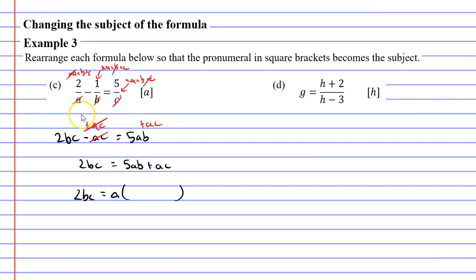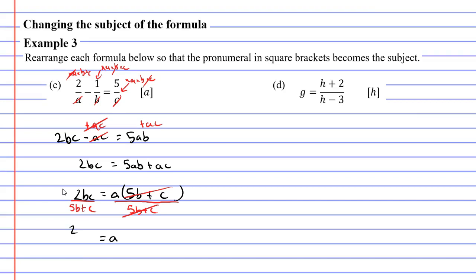A times 5b will give us 5ab, and a times c will give us ac. Now that we've done that, we simply divide what's in the brackets. We're going to divide by 5b plus c, and we're going to do it to both terms. Why are we doing that? Well, that's going to cancel the 5b plus c that's in the set of brackets, leaving me with the subject on its own, which is what we want.